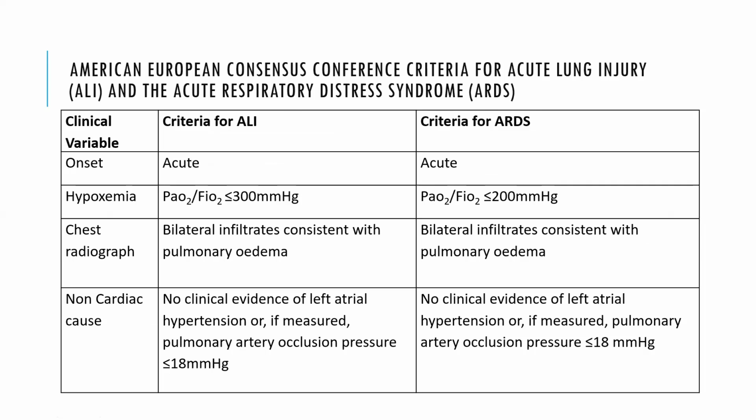All right, so the American European Consensus Conference put some criteria to differentiate between acute lung injury and ARDS. Both of them are of acute onset within 3 to 7 days of inciting event. The PF ratio for ALI, acute lung injury, is less than 300, while that of ARDS is less than 200. They both have bilateral infiltrates, which is consistent with pulmonary edema, but no clinical evidence of cardiac involvement in this patient, especially when you measure your pulmonary capillary wedge pressure.